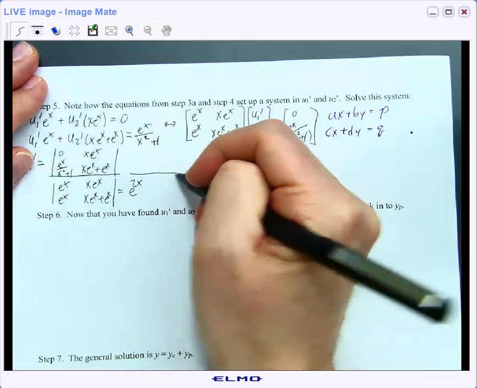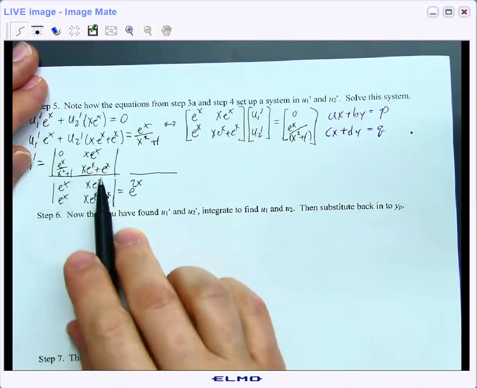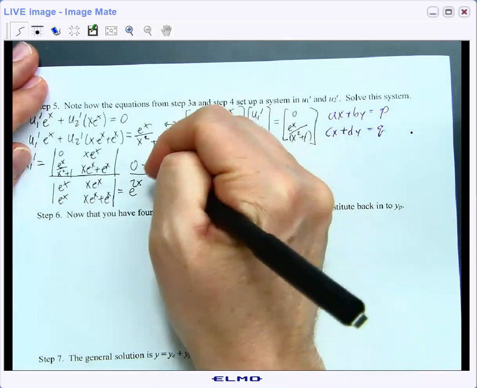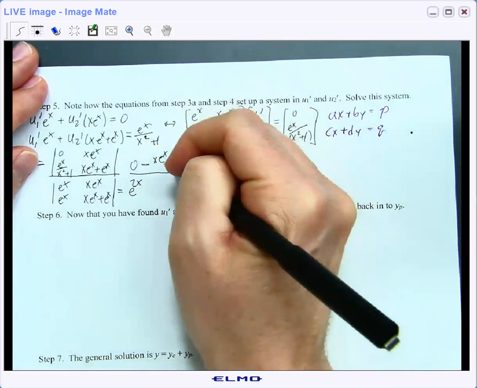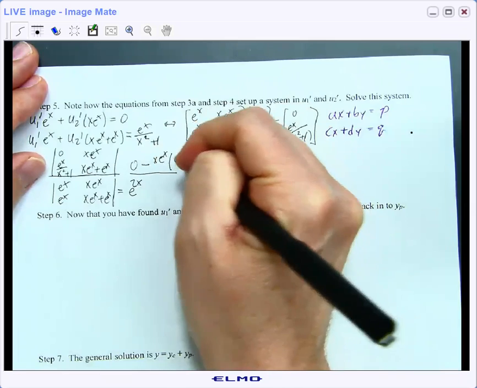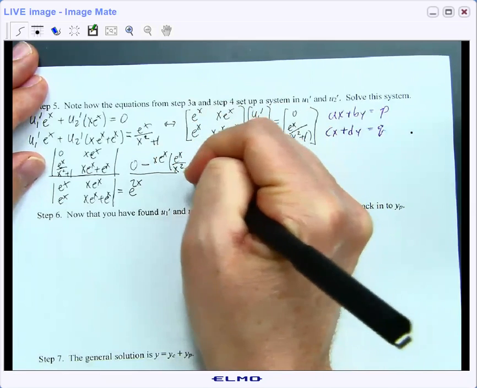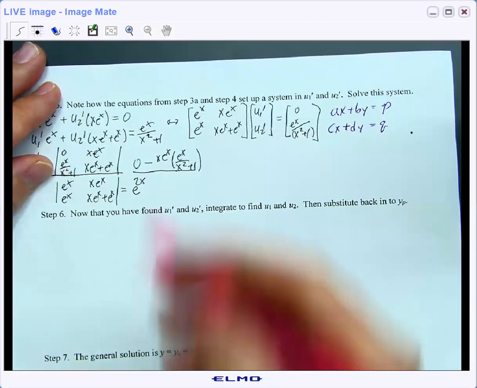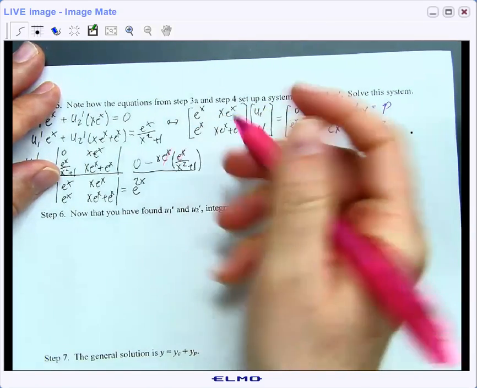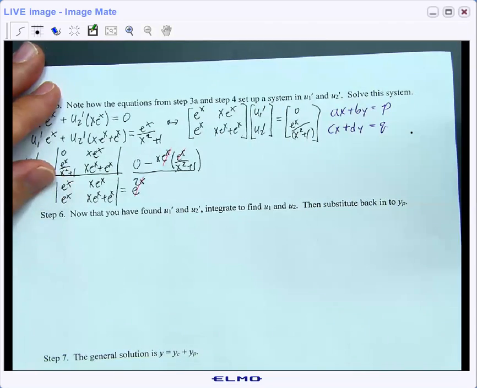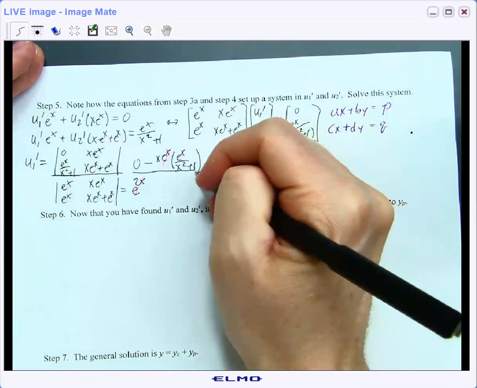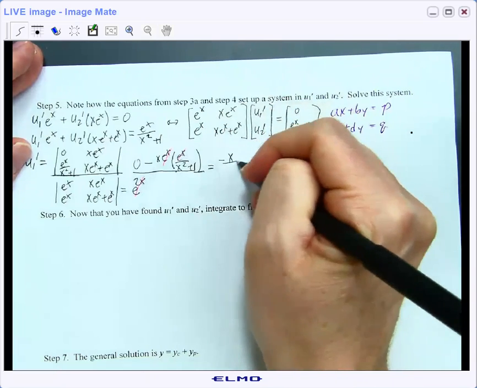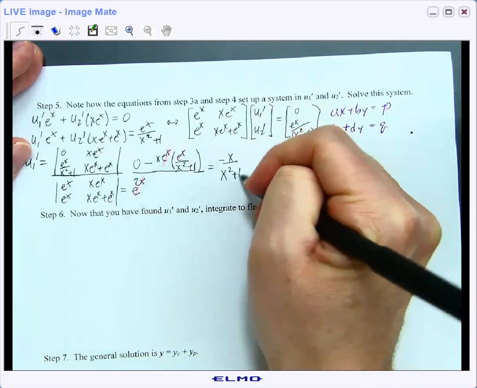And let's do the top here. So the first term is going to be just 0 minus x e to the x times e to the x over x squared plus 1. And this will be really nice. e to the x times e to the x is e to the 2x, so that will divide out. And so we now know that u1 prime is simply negative x over x squared plus 1.